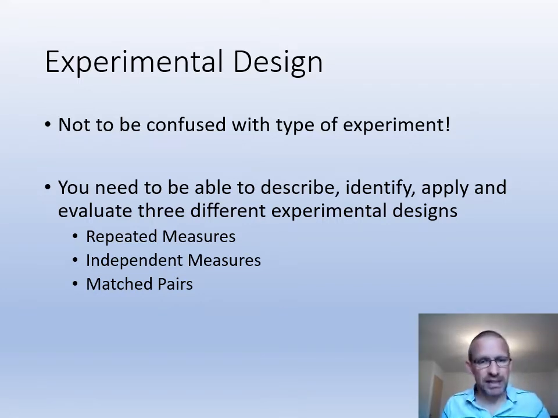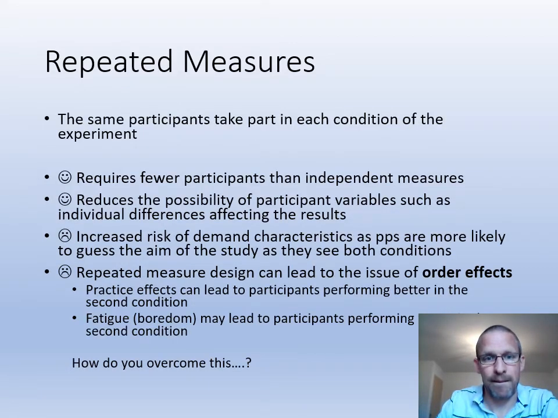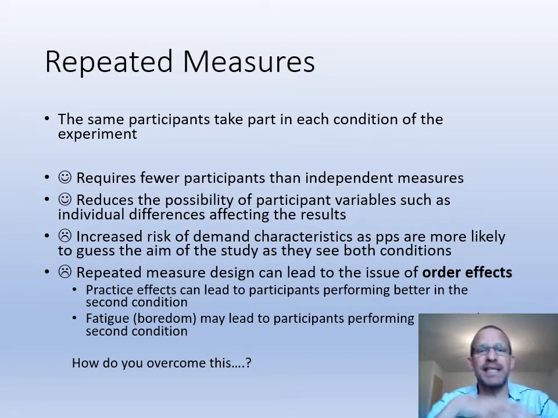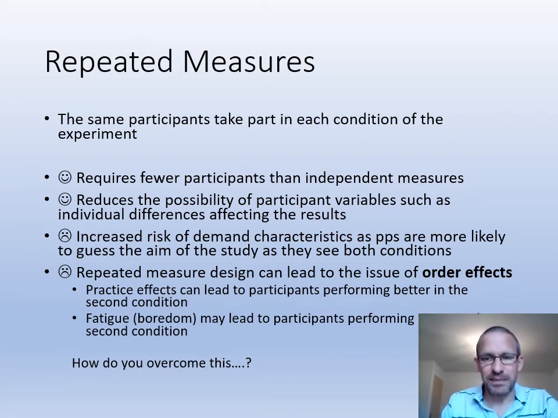So repeated measures, independent measures, matched pairs. So repeated measures, the same participants take part in each condition. So you've got 2 conditions in your study. They do condition A and then they do condition B. That's repeated measures. All participants do both conditions. Just get that in your heads.